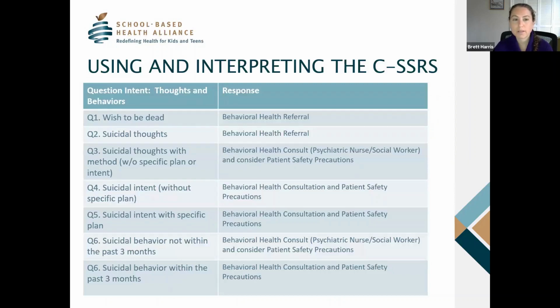So how do we interpret this? Having the passive and the active thoughts only would just be a behavioral health referral, particularly in school-based health centers. If you have a behavioral health provider in-house, just refer the student there. Question 3, the suicidal thoughts with the method, but not with a specific plan or intent. It's a moderate risk, so a behavioral health consult. And then suicidal intent without a specific plan. So that's the consult as well as patient safety precautions. Same with question 5, when there's the intent with the plan.